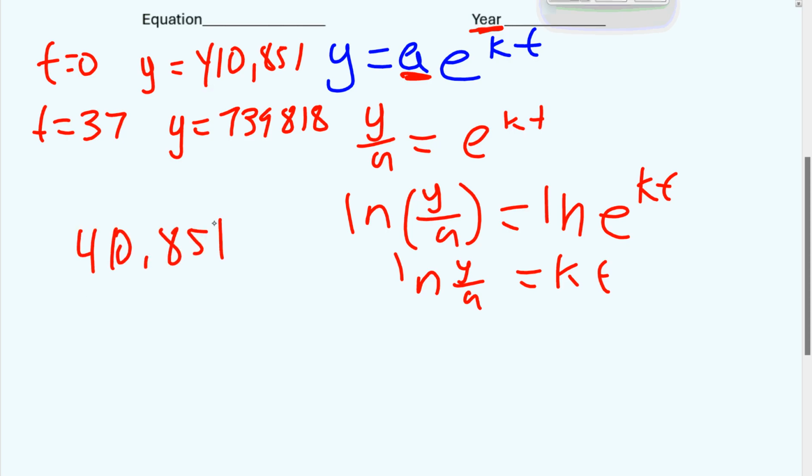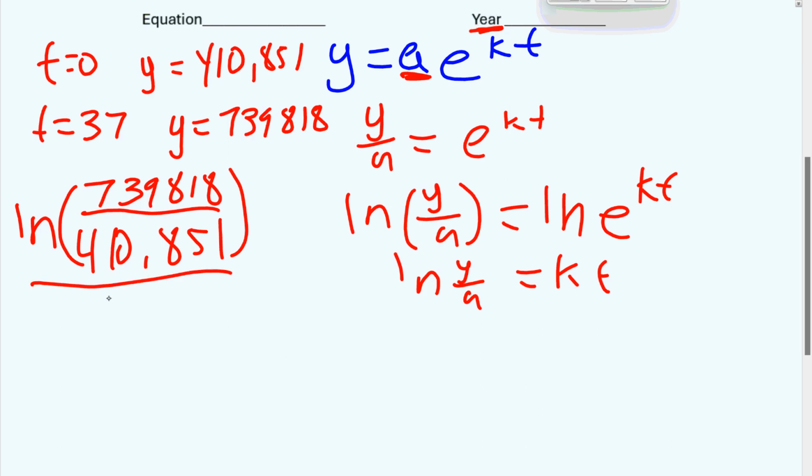I'm going to take 410,851 and divide that by our ending amount, which is 739,818. Then I'm going to take the ln of that, and that's going to equal k times t. And if I want k, I'm going to divide by t. The difference in time here is 37, and that's going to be my k. I can round to the thousandths place on that one. So k is equal to 0.0159.